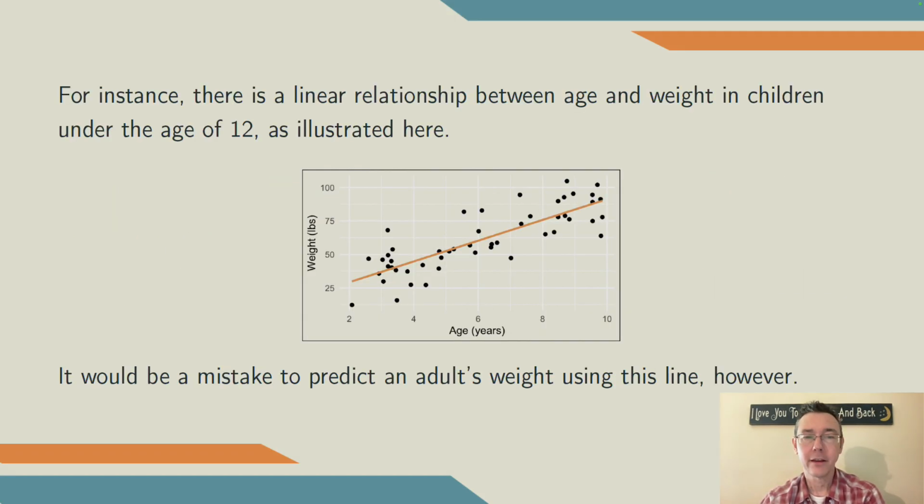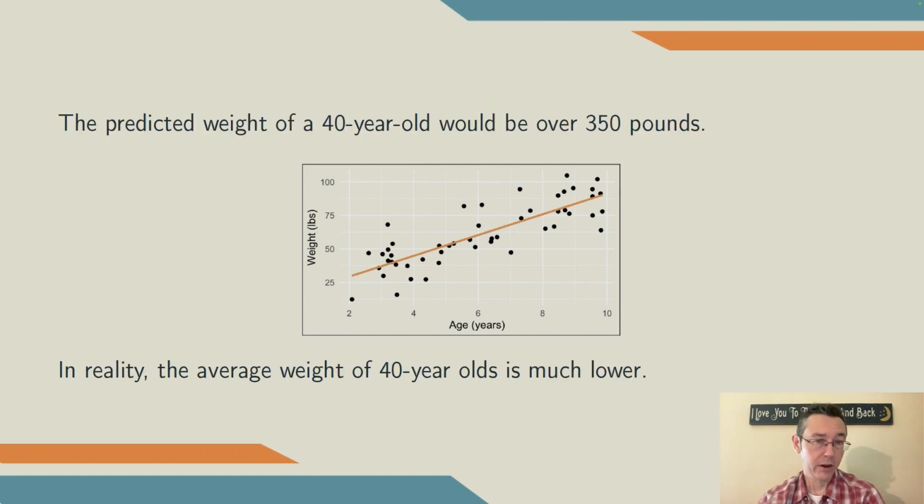As an illustration of that, consider age and weight in children under the age of 12. As illustrated here, there's a very linear relationship between those two variables, in the sense that if you know a child's age, you can make a pretty decent guess at their weight by plugging into the regression equation for the line I'm showing here. But obviously, it would be a mistake to use this line to make predictions for the weight of an adult. If we use this regression line to make a prediction for a 40-year-old, we get a predicted weight of over 350 pounds. And of course, in reality, the average weight of 40-year-olds is much lower than that. 350 pounds is a poor prediction for the weight of an unknown 40-year-old.